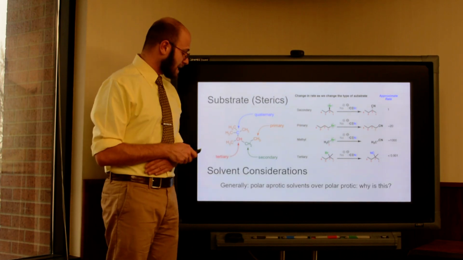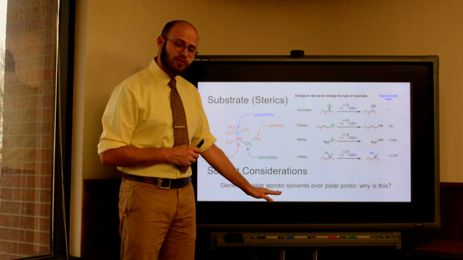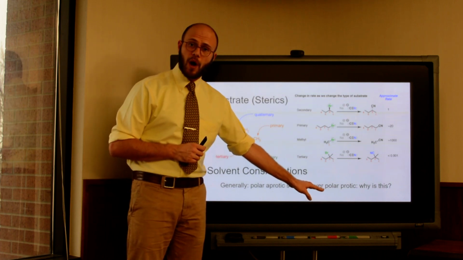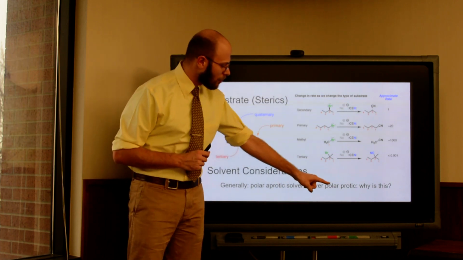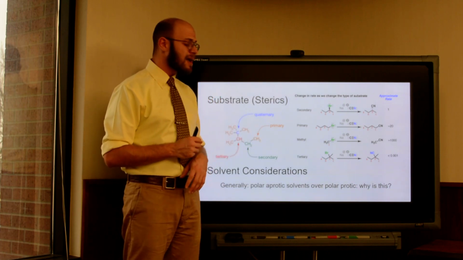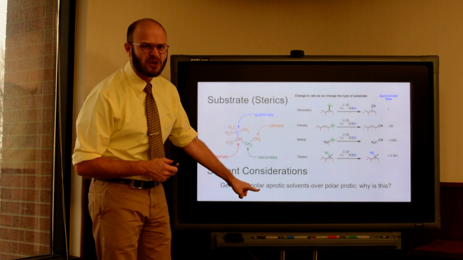Lastly, we'll briefly discuss solvent considerations. This is to say we would want a polar aprotic solvent, like acetone, over a polar protic solvent, like water. And the idea is very simple. In our polar protic solvent, we could have those hydrogens popping off and getting in the way, maybe even reacting with our nucleophile. So we want something that's not going to interfere too much.